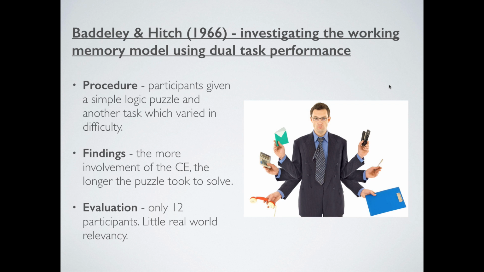If we're taking the idea that the working memory has two slave systems, well, what happens when we give it two things to do at once? What actually happens to how long it takes? So Baddeley and Hitch have a very neat idea here. What they do is they give participants a very simple logic puzzle. In this case, it's swapping letters back and forward and saying if things are true or false. It doesn't really matter what it is, but we've given the memory one thing to do. And then we give them another task, which varies in difficulty.